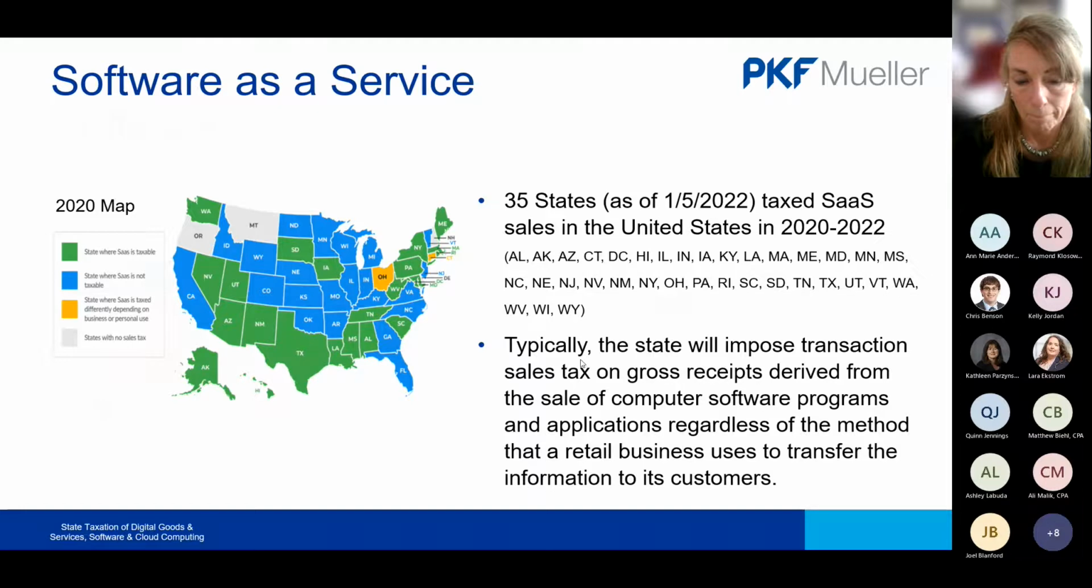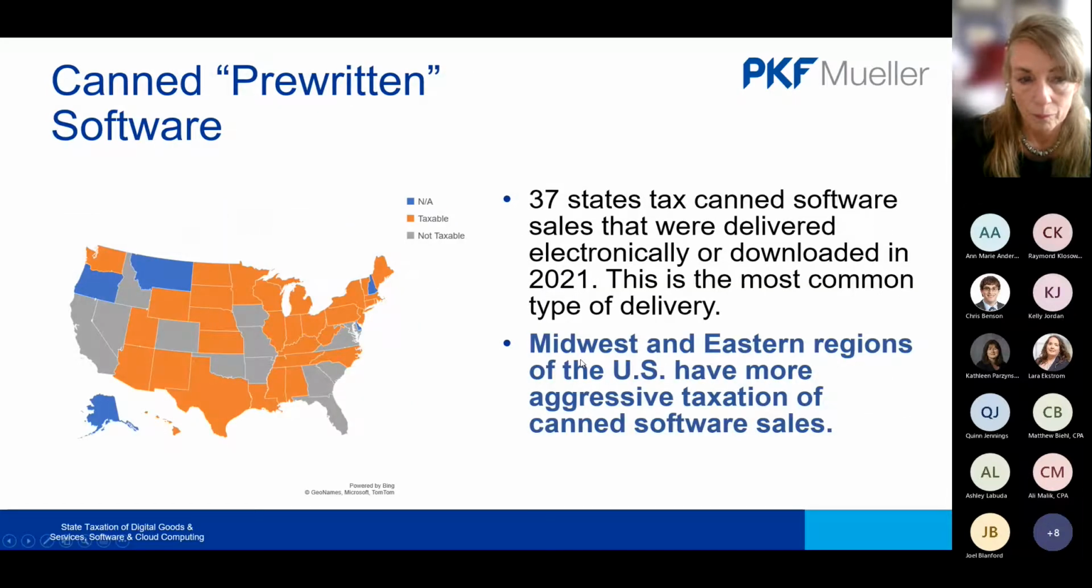Okay, moving forward, got another map for you. So again, here's the CAN pre-written software. This is a very common taxable software. Custom, not so common, but when CAN is compared to software as a service or some of the other services, this one is very popular to be taxed.